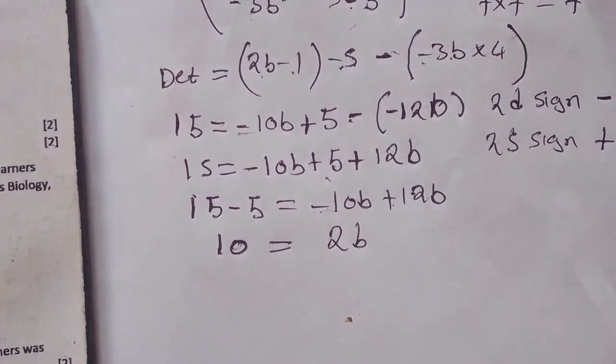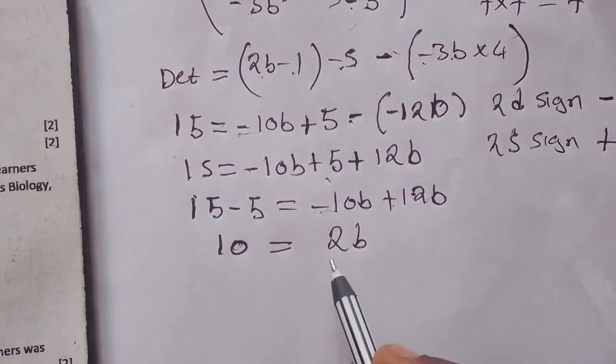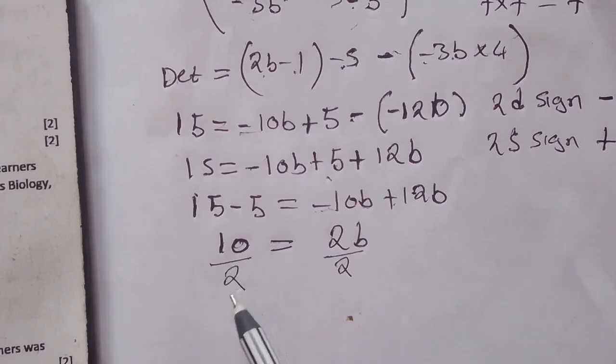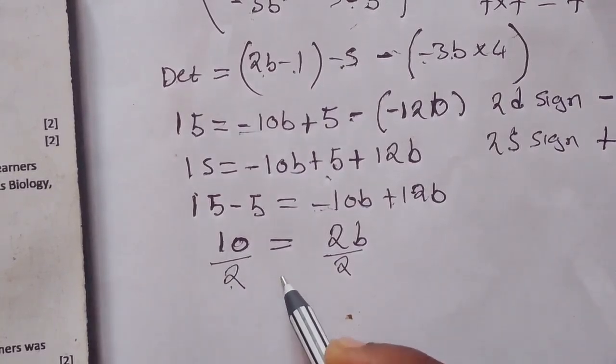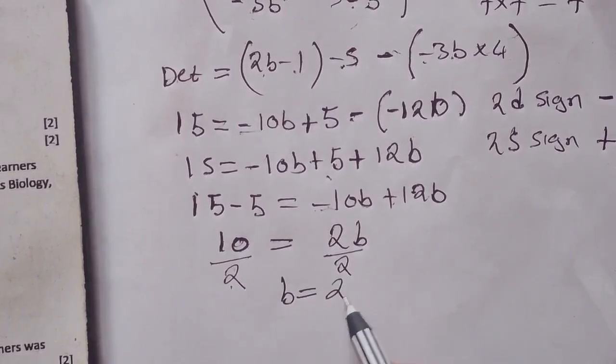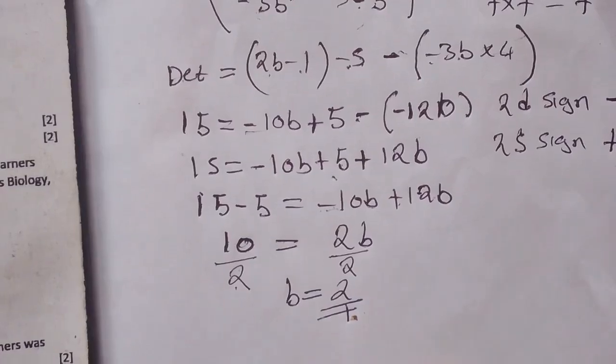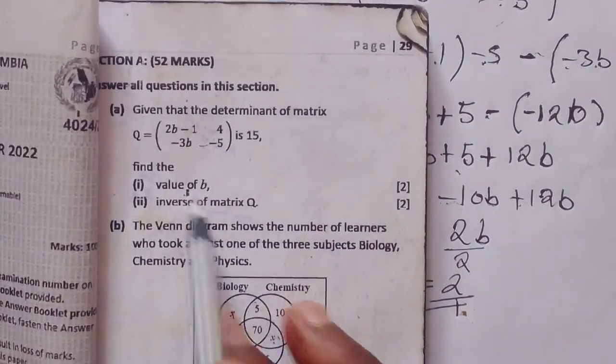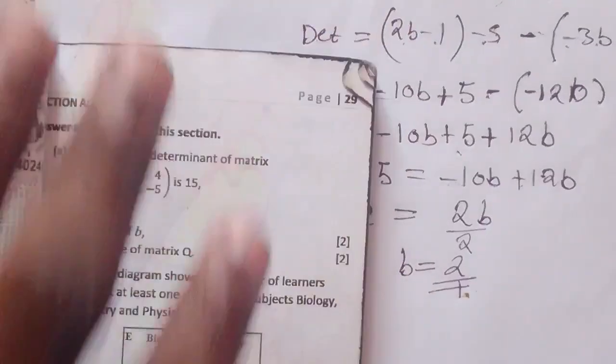Okay, then we make b the subject of the formula by dividing both sides by b. So 10 divided by 2 will give you 5. So our b is equal to 5. Okay, so this is the value of b, which they asked us to find. So I found the value of b to be 2.